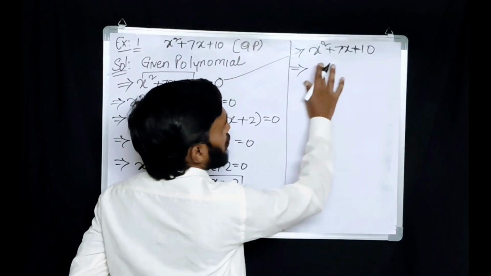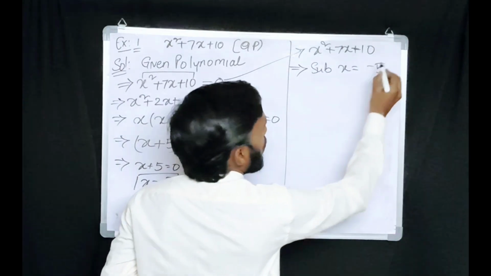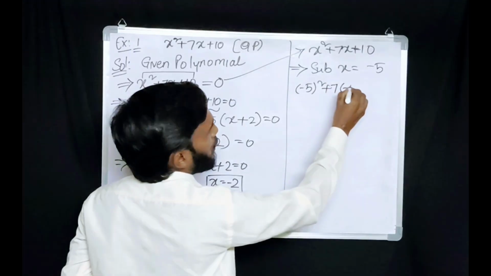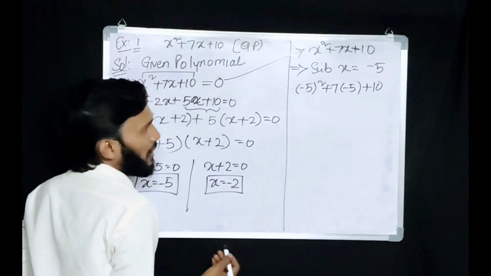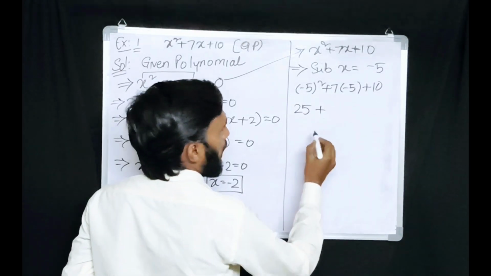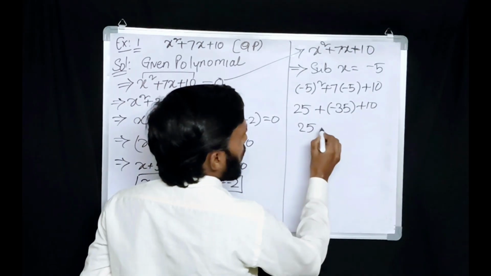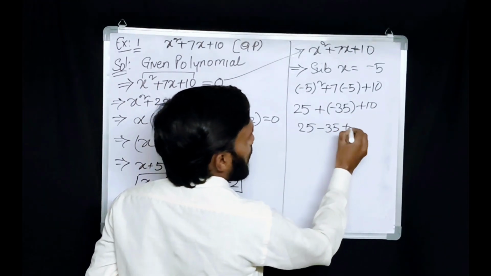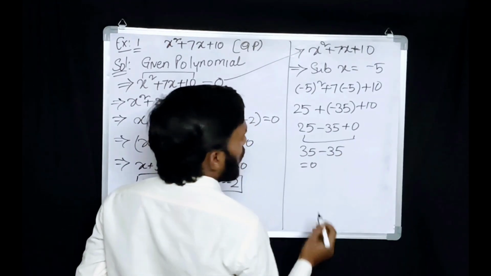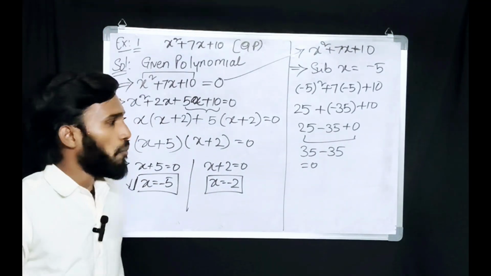Now in x square plus 7x plus 10, substitute x is equal to minus 5. Here x square means minus 5 whole square, plus 7 into minus 5, plus 10. Minus 5 into minus 5 is 25, plus 7 into minus 5 is minus 35, plus 10. 25 plus 10 is 35, minus 35 is equal to 0. So that means x is equal to minus 5 is a zero of this polynomial.